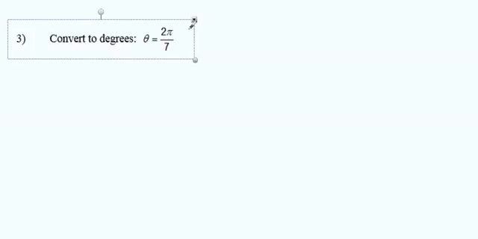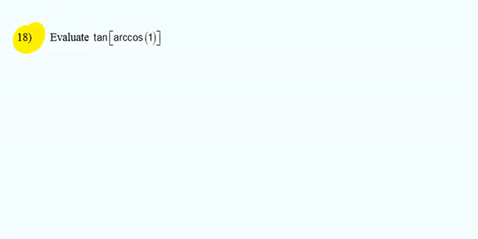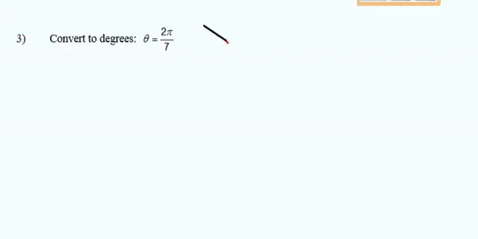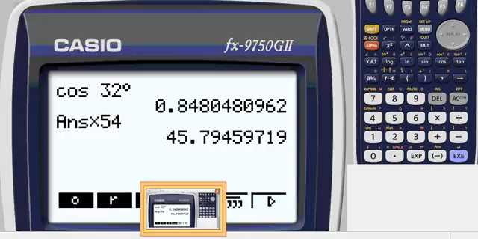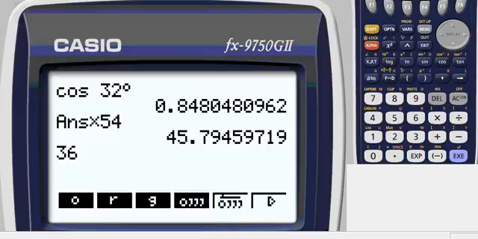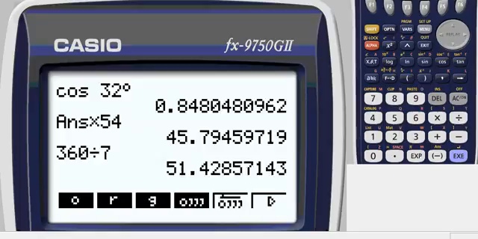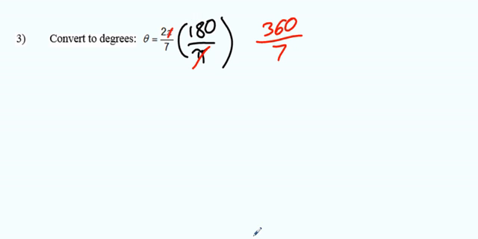To convert 2 pi over 7 to degrees, you multiply by 180 and divide by pi. So pi's cancel. 2 times 180 is 360 over 7. Which is 51.428 or 429 degrees.